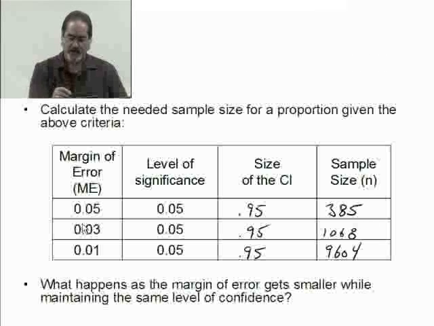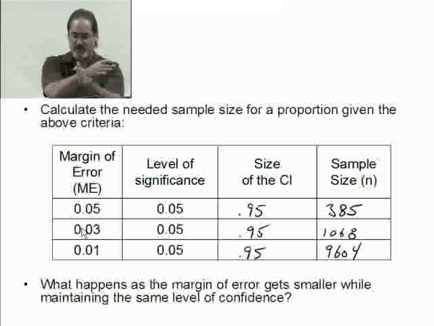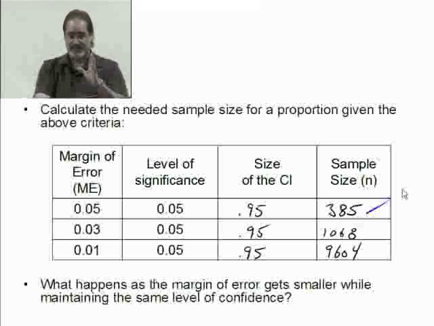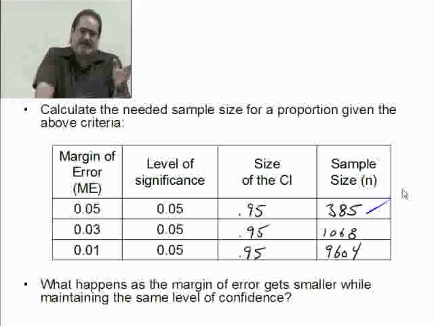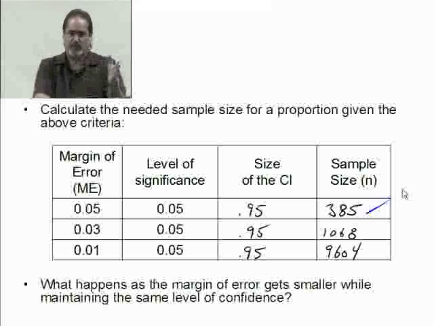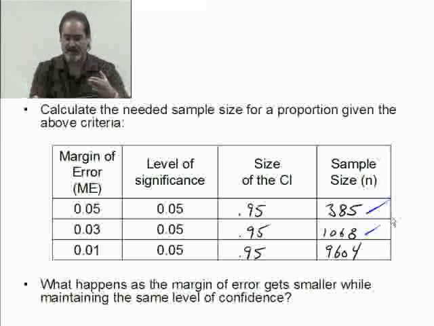If I can do a margin of error of 5%, that's my point estimate, plus or minus 5%, I only need a sample of 385 to be safe. It's possible it could be less. It depends on what the sample proportion actually comes in at. If I just decrease that margin of error by 2%, going from 5% to 3%, I jump from 385 to 1,068. That's over double.